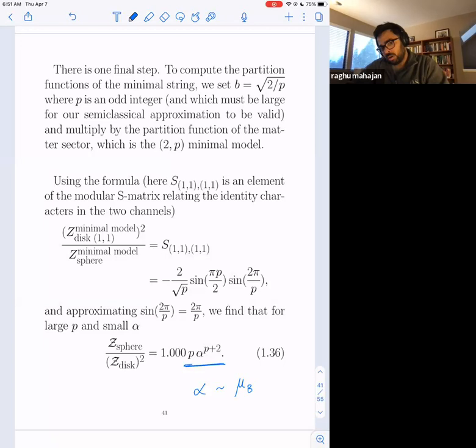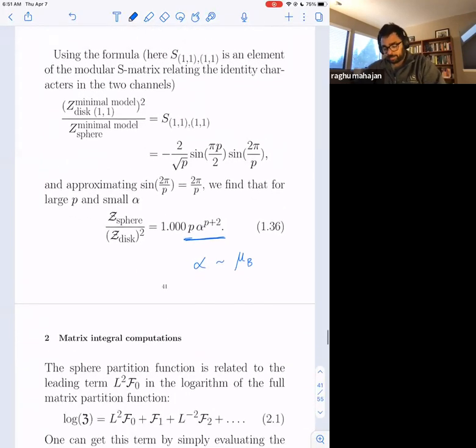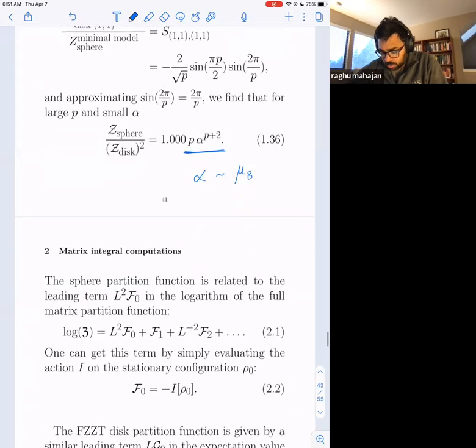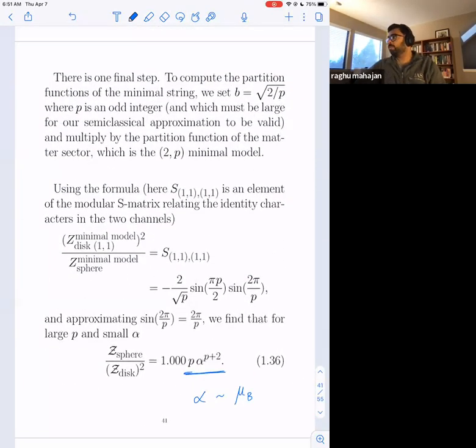So one has to understand how to compute the sphere, how to compute the disk. Are there any questions about this before I say, in 5 minutes, what the matrix computations are?